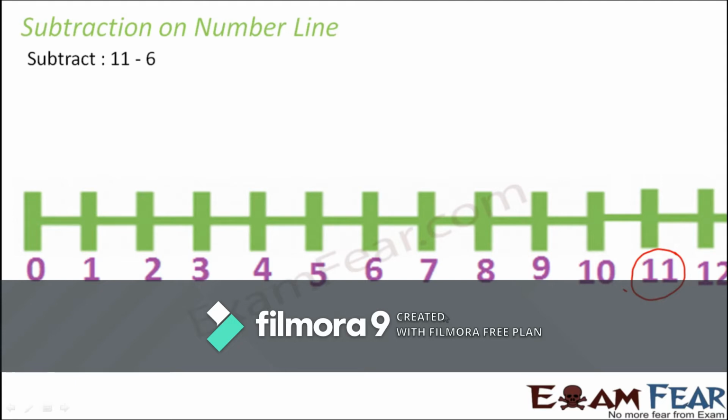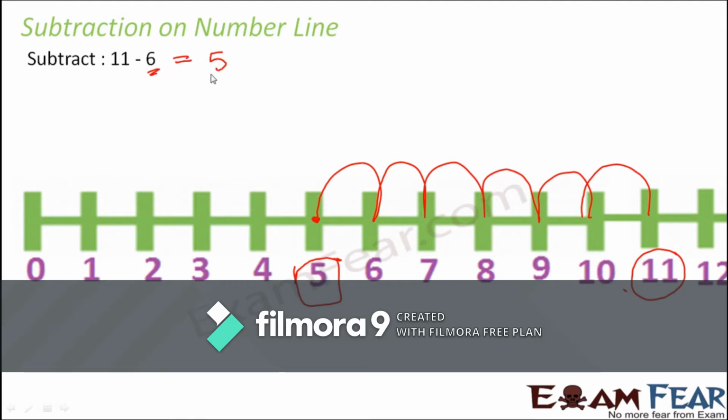Now in this case we are subtracting something, we are reducing something from 11. So basically we are going towards a smaller number. It is very obvious that since we are subtracting 6 from 11, the result is going to be something lesser than 11. So this time we will move towards the left hand side. And how many jumps will we make? 6 jumps. So let's make 1, 2, 3, 4, 5 and 6. 6 jumps from 11, and where do we reach? We reach at 5. So this shows that 11 minus 6 would be 5.